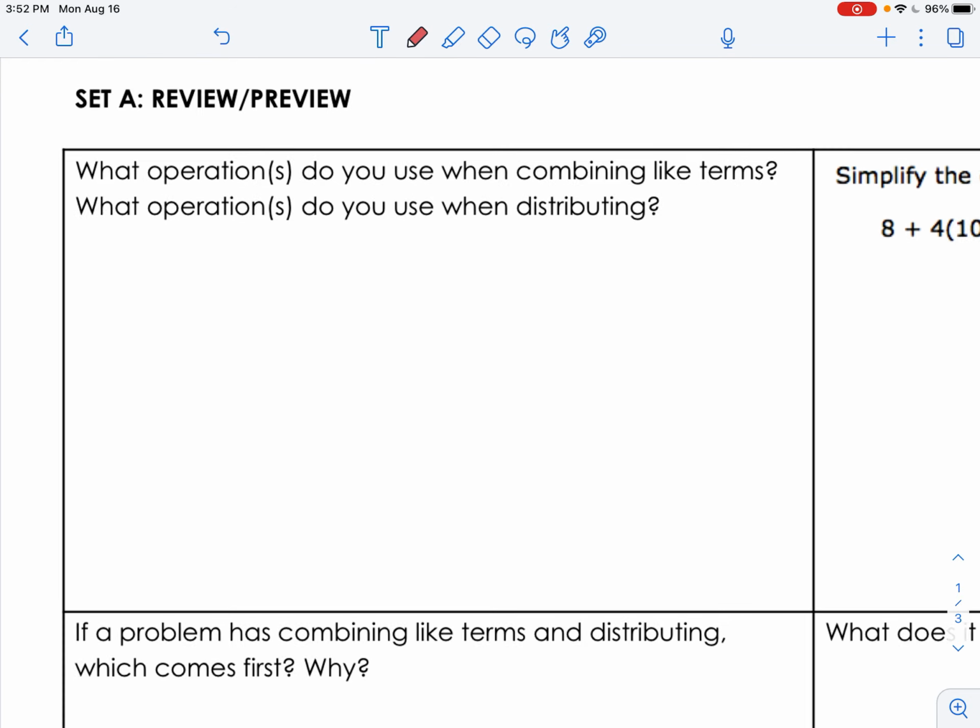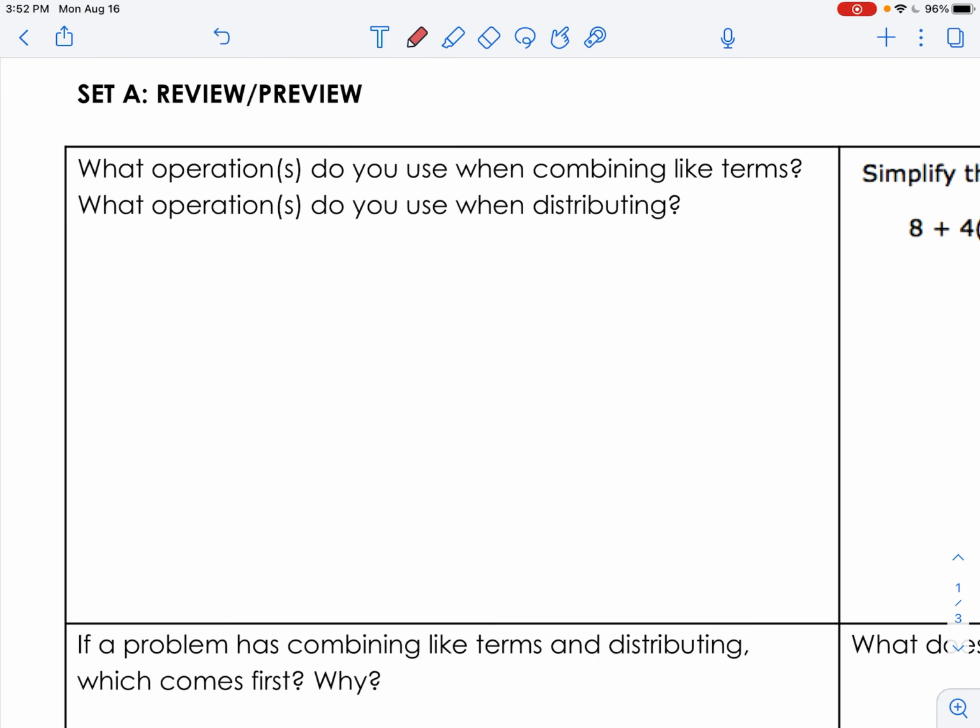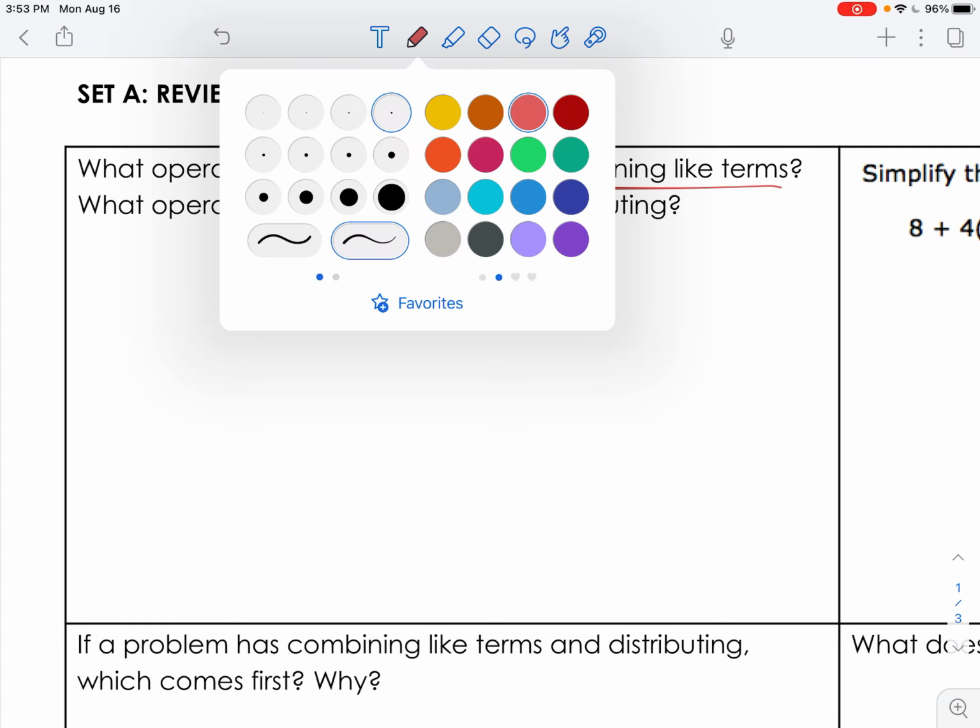A little bit of this, as usual, the notes are designed as review and preview. So, this is asking me, what operations do I use when combining like terms? Well, we did this on Monday, right? Combining like terms, all we do is add terms together. So if I have 3k plus 6k, I'm adding the coefficients together, right? Or let's say this was negative, then I'd be subtracting these terms together, right? So the operations I'm using are addition and subtraction, okay? So for combining, they're plus, minus.